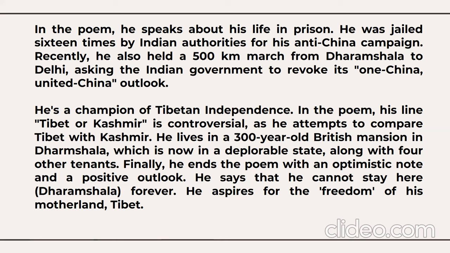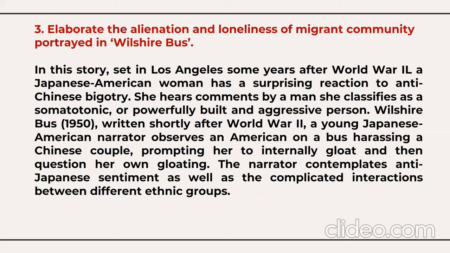He's a champion of Tibetan independence. In the poem, his line, Tibet or Kashmir, is very controversial as he attempts to compare Tibet with Kashmir. He lives in a 300-year-old British mansion in Dharamshala, which is now in a deplorable state, along with four other tenants. Finally, he ends the poem with an optimistic note and positive outlook. He says that he cannot stay here forever. He aspires for the freedom of his motherland, Tibet. So that's the answer.